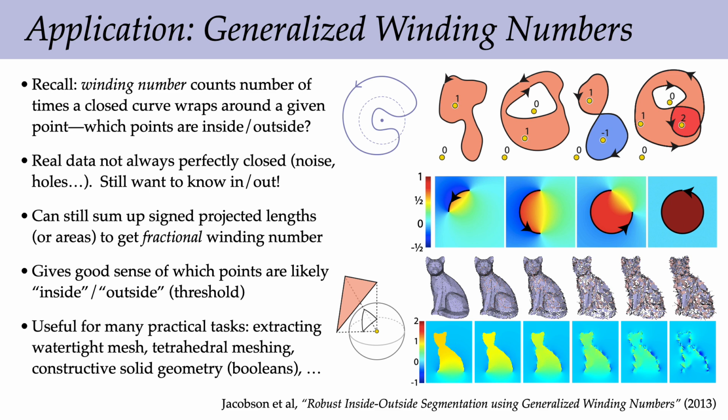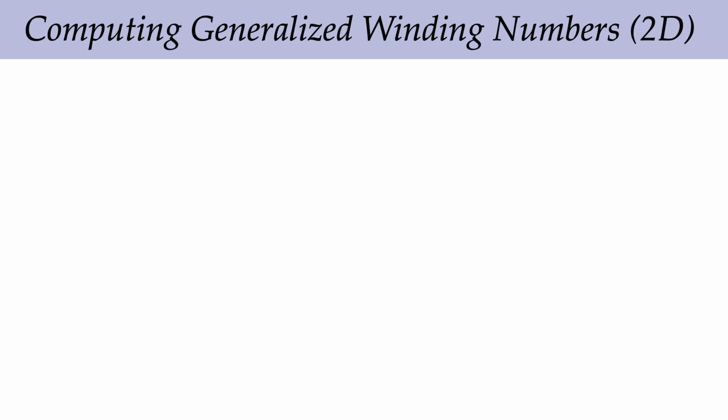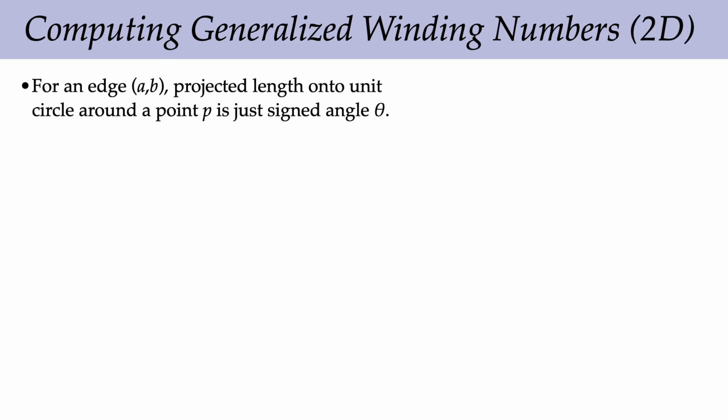Okay. Nice thing about this algorithm is it's very easy to implement. Let's consider the two-dimensional case. Let's say we have an edge, AB, right? And we want to compute the projected length onto a unit circle around a point P. Well, that length is the same as just the signed angle from A to B. Okay, so how do we compute that angle?